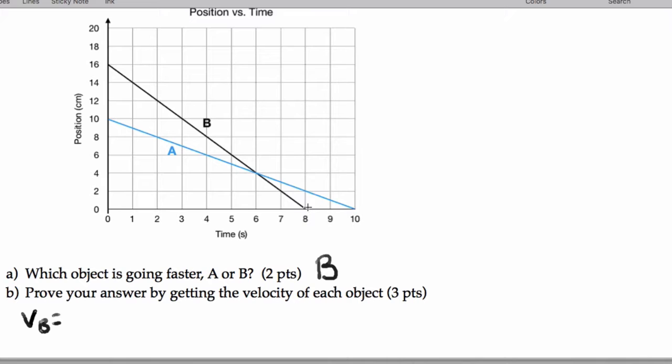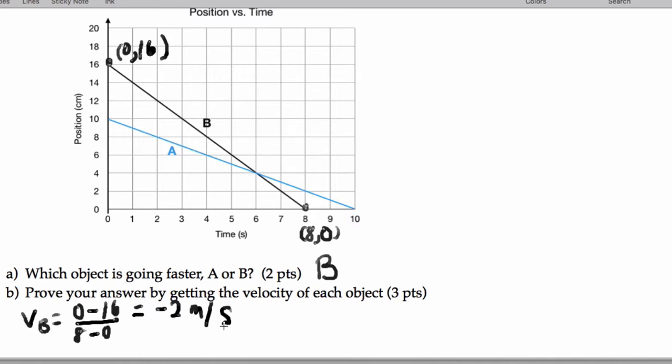So the v of object B, well, let's just be clear. At 8 seconds, object B is located at the 0 centimeter mark. And up here, right when we start our clock at 0 seconds, object B is at the 16 centimeter mark. So we're going to do the rise over run calculation, which is y2 minus y1 over x2 minus x1. So we're getting the velocity of object B as -2 meters per second.